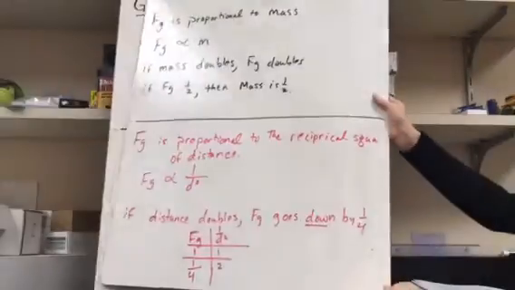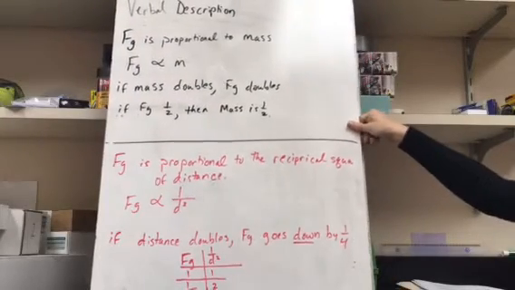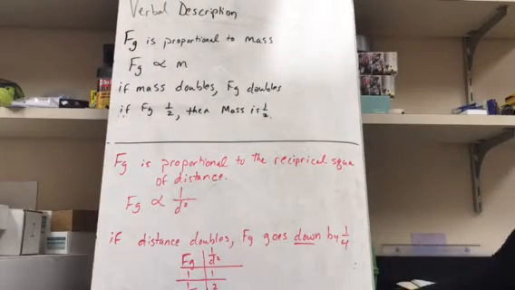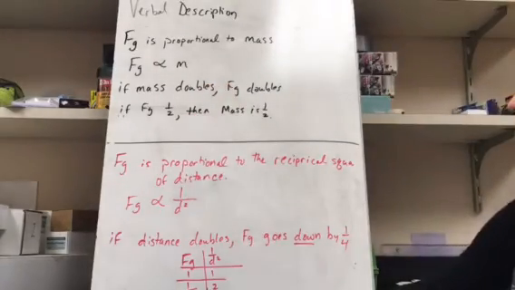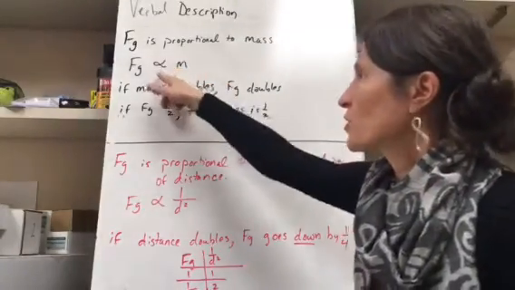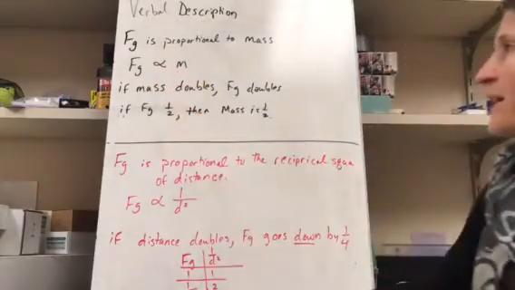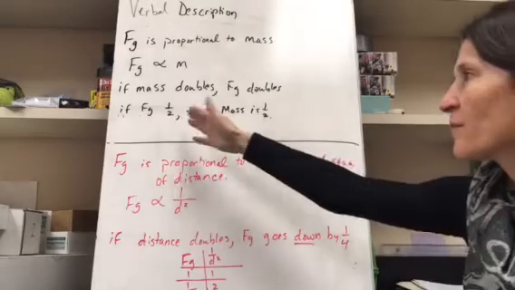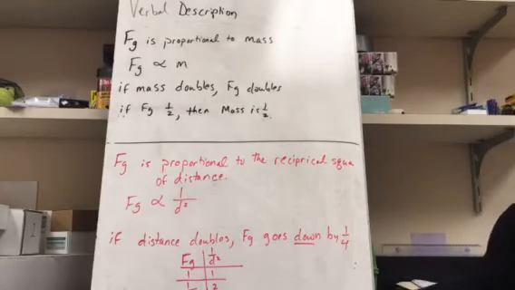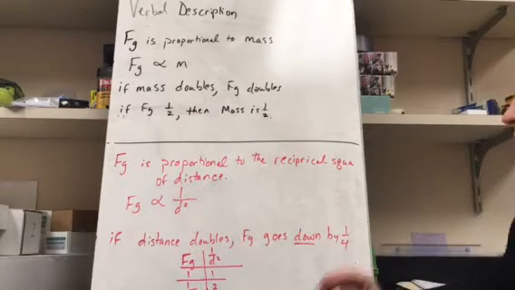So in terms of verbal descriptions, what do those mean? For the first one, f of g is proportional to mass, and I've shown this with a proportional statement. So f of g is proportional, that's what the symbol means, to mass, and so if mass doubles, f of g doubles. If you have half of f of g, then the mass must go down by half as well, according to this relationship.